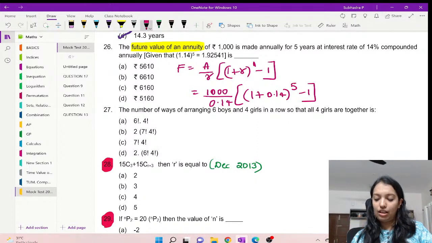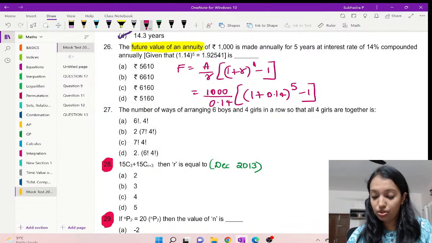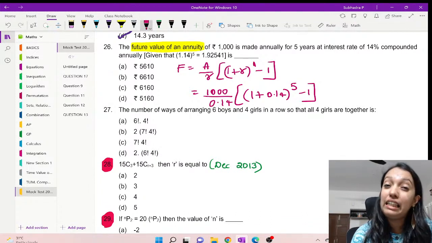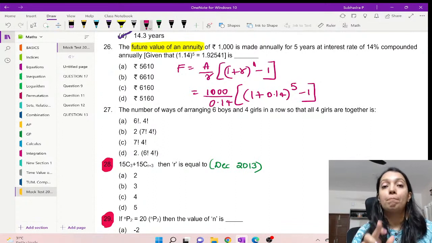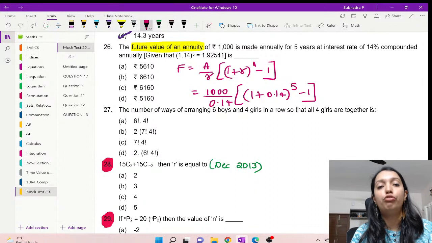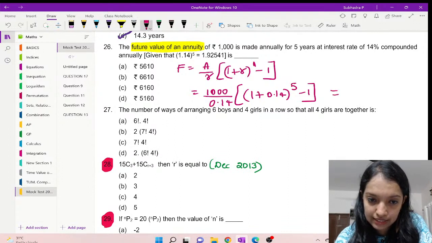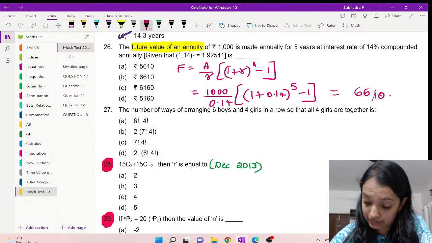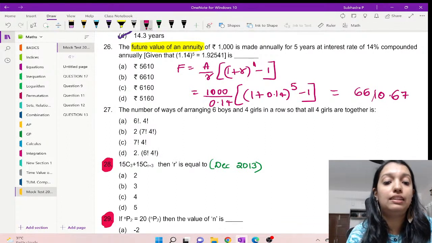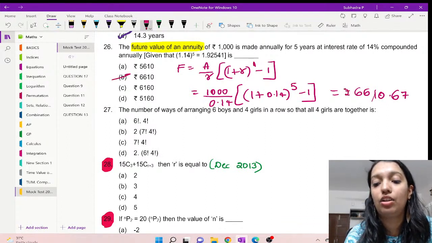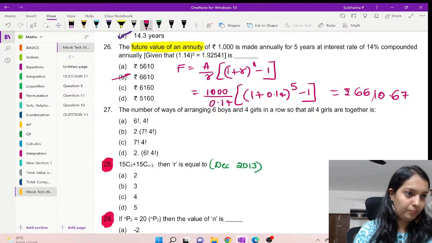So now you can take your calculators and work this out. So it is 1.14 within the innermost bracket, 1.14 multiply means into equal to for 4 times. I got this, minus 1, into 10,000 divided by 0.14. I got the answer, not sure about you all. I got the answer as 6610.67. So I have 6610. That is the correct answer. And your answer has to be in rupees for annuity.